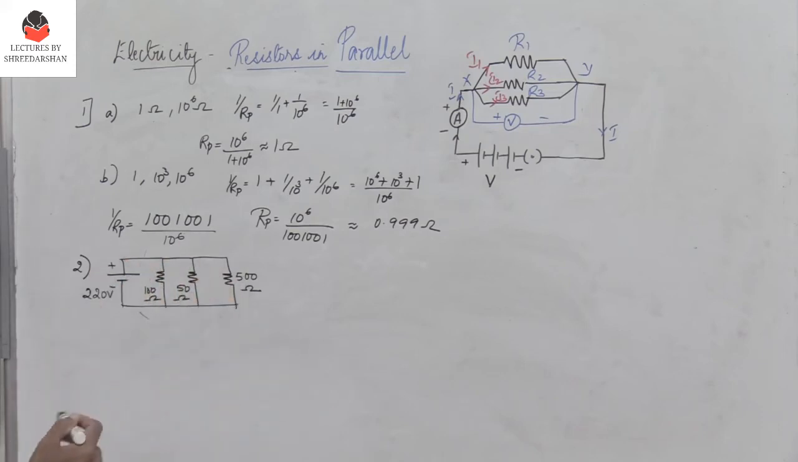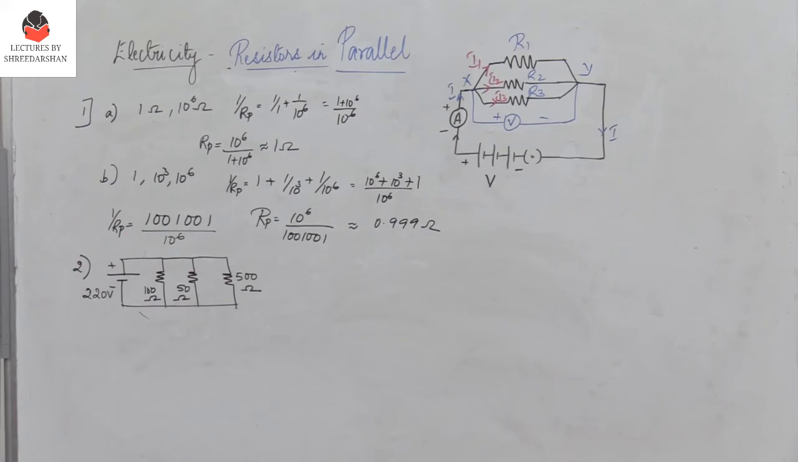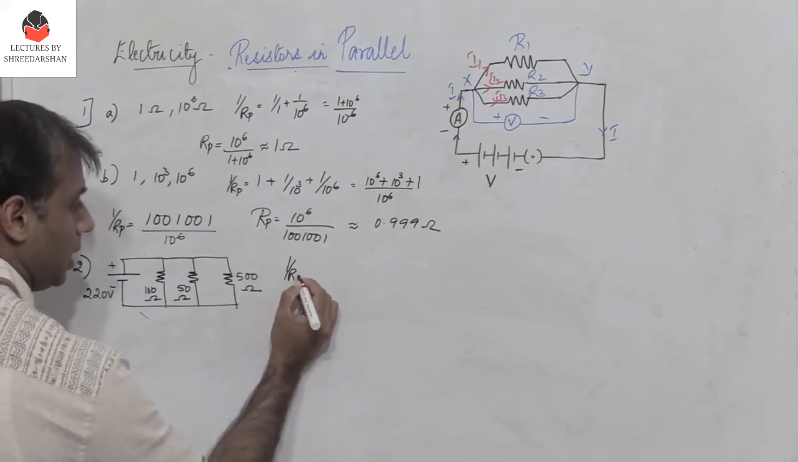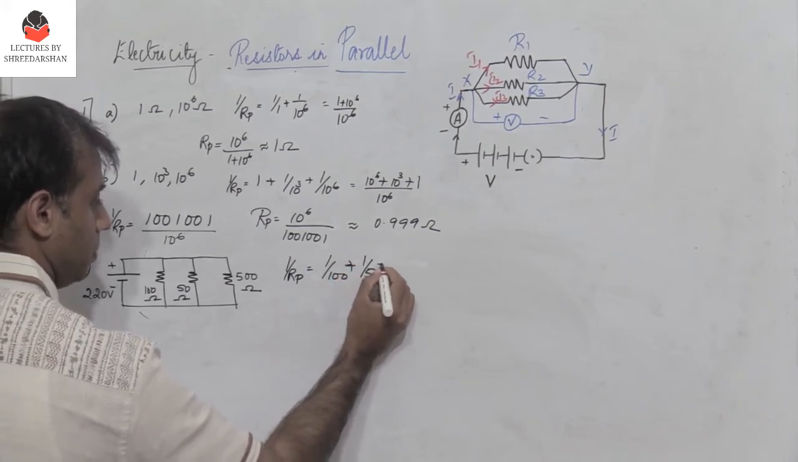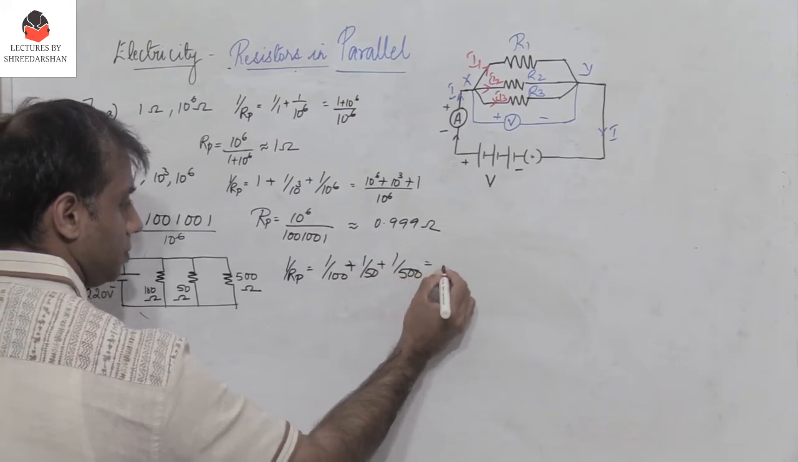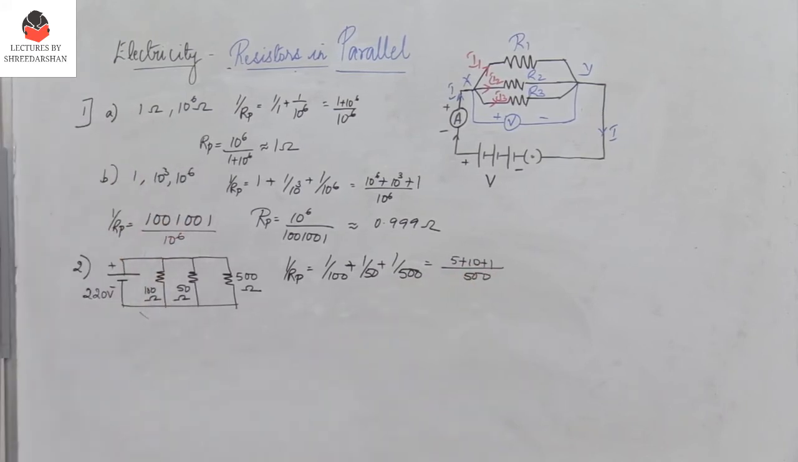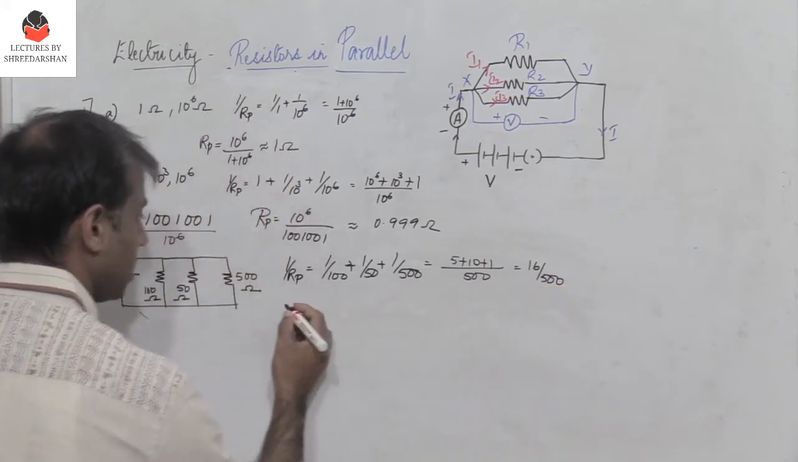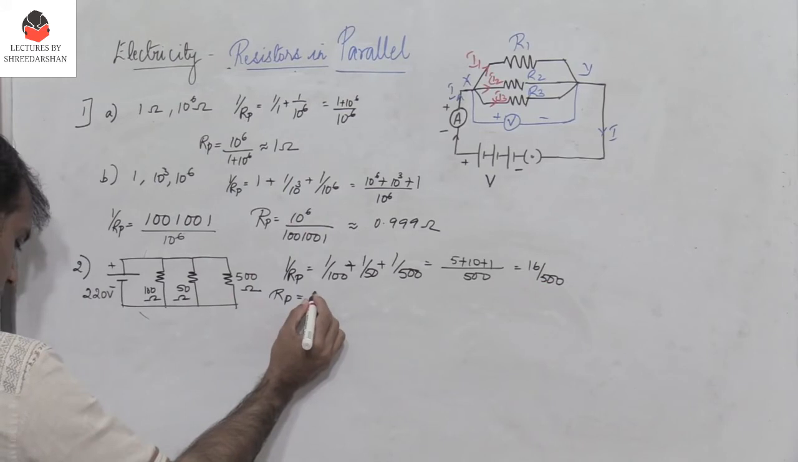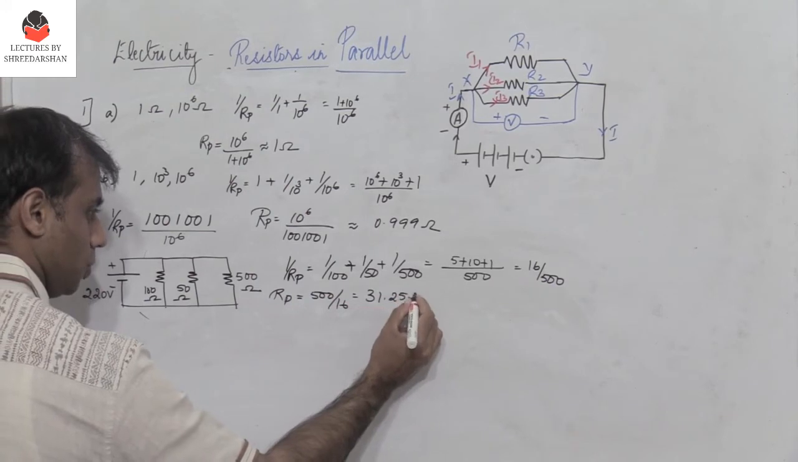Now these 3 are connected in parallel. So the question is, what is the current here? First, let's try to find the current drawn by all these 3 devices which are connected in parallel. So I have 1 by Rp, which is 1 by 100 plus 1 by 50 plus 1 by 500. So I have 500 here, 5 plus 10 plus 1. So I get 16 by 500. Or what is Rp? Rp is nothing but 500 by 16. I get it as 31.25 ohms.